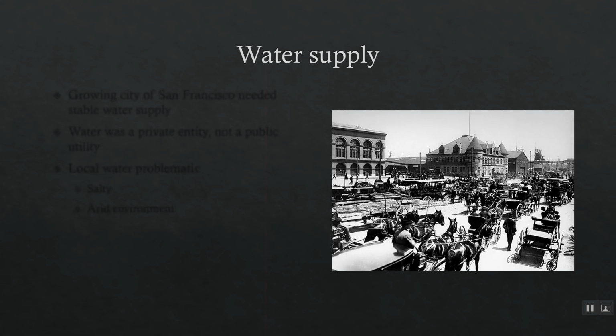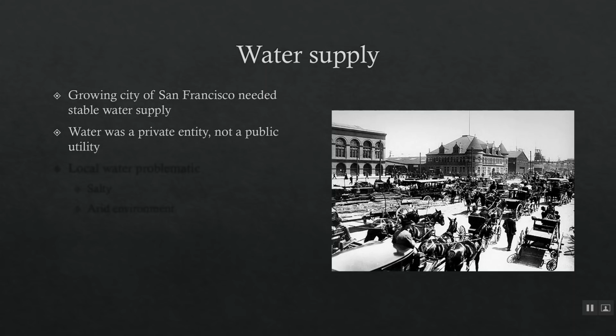But the growing city of San Francisco during this time needed a stable water supply. They had dealt with the earthquake and subsequent fire, and many people blamed that fire spreading so much on the fact that they did not have a consistent water supply. At this time, water is a private entity, not a public utility, which it still is in some parts of the world, right? You have to just pay a private entity for your water. Water in the United States right now is a public entity. We still pay for it, but it's a lot less expensive, and we have a reliable, for the most part, water supply.